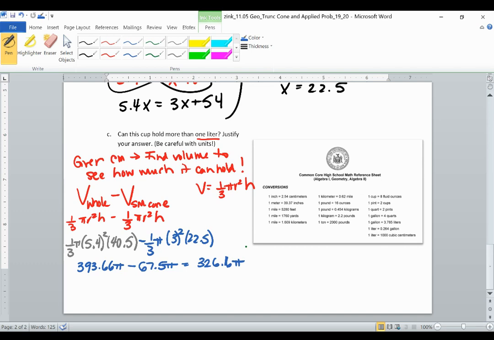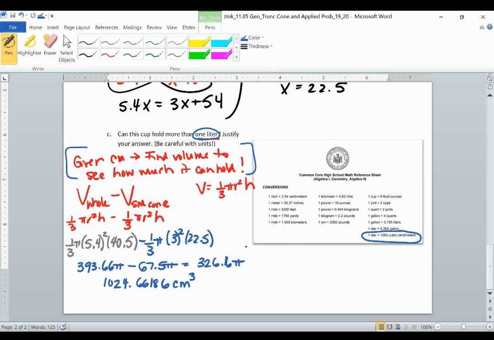And let's just get an idea of how many cubic centimeters that is. So type in 326.16, which you already have in your calculator, times the pi key. And that gives us 1,024.66186 centimeters cubed. So this is how much that the cup can hold in cubic centimeters. That's our volume. But we want to know, can it hold 1 liter, more than 1 liter? So if you look at the top of your reference sheet, which I just snipped and put right here, you see here that we have 1 liter is equal to 1,000 cubic centimeters.